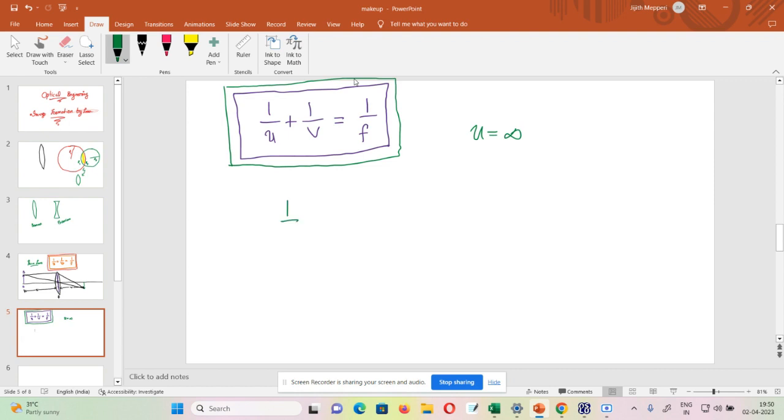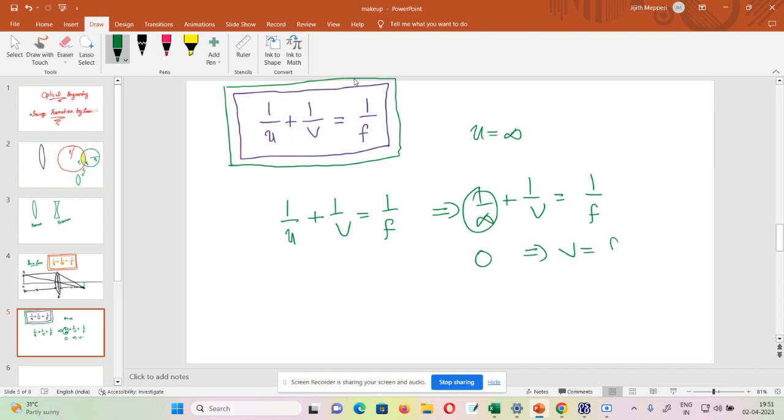Okay, here, 1/u + 1/v = 1/f will become 1/infinity + 1/v = 1/f. This portion will become 0, which implies v will be equal to f. So what is that telling? It is telling that if my object is at infinity, the image will be formed at the focal distance. So what happens if an object is at infinity?